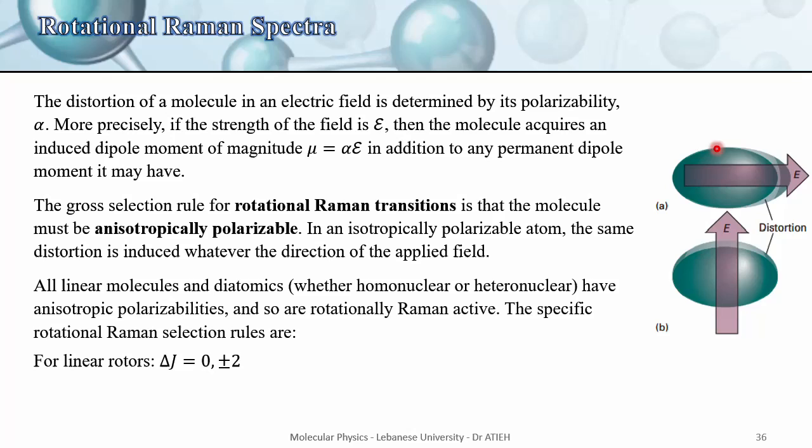Now, all linear molecules and diatomics, homonuclear and heteronuclear, have anisotropic polarizabilities. So all of them have rotational Raman spectra. So they are rotationally Raman active. The specific rotational Raman selection rules are delta J equals 0, plus or minus 2. We won't talk about the origin of these selection rules because they are not required in this course, but we are just going to discuss the spectrum rapidly.